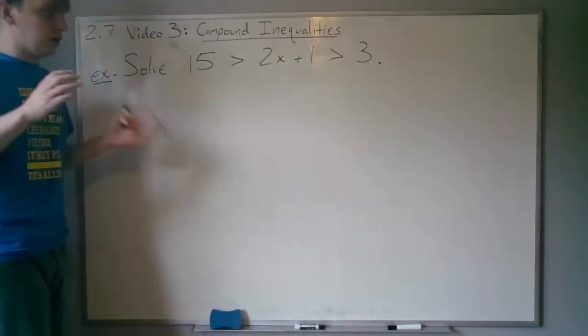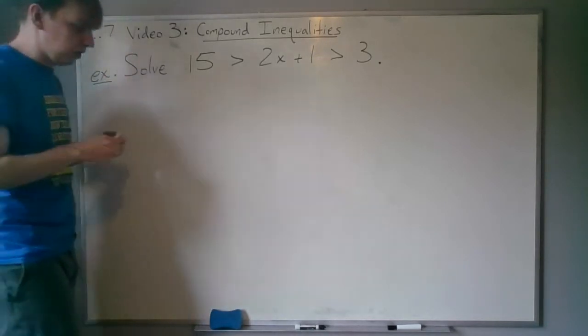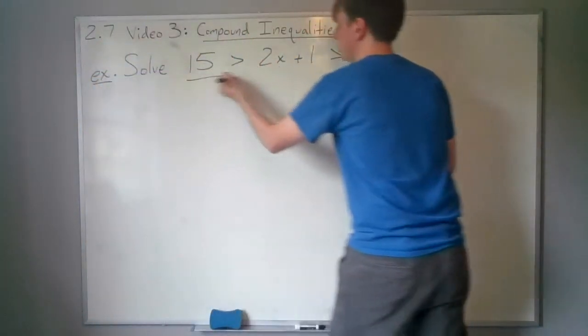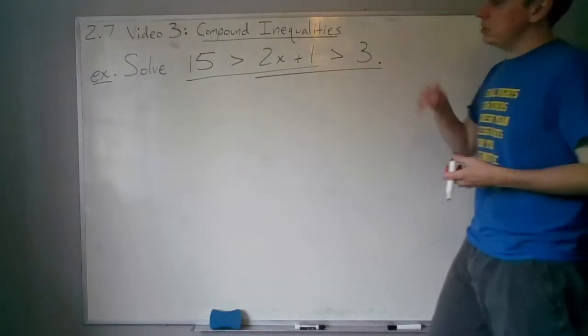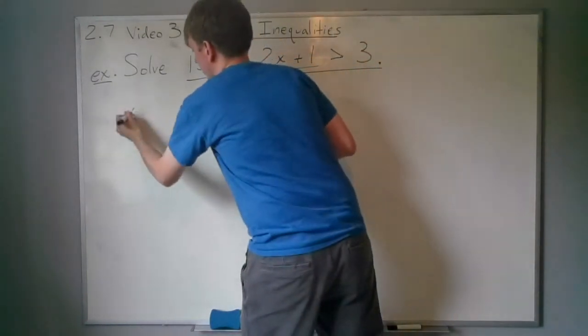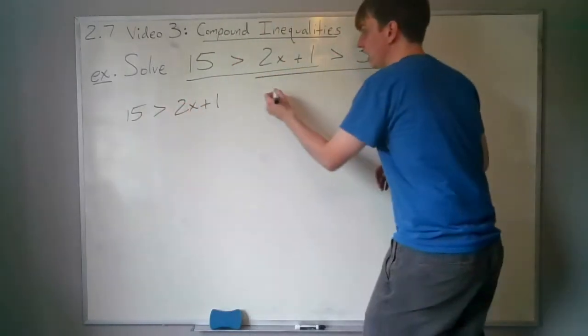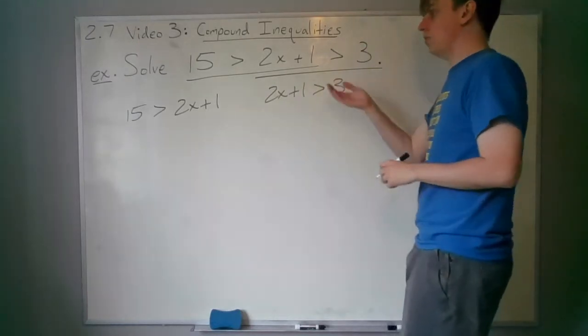So we have a couple of options of how we want to solve that. I'm going to start off by showing you one way, and then we'll show you the other way next. So our first option is to treat it as two separate problems, two separate inequalities, and then just solve them normally. So 15 should be greater than 2x plus 1, and 2x plus 1 should be greater than 3. And then solve for x in each case.